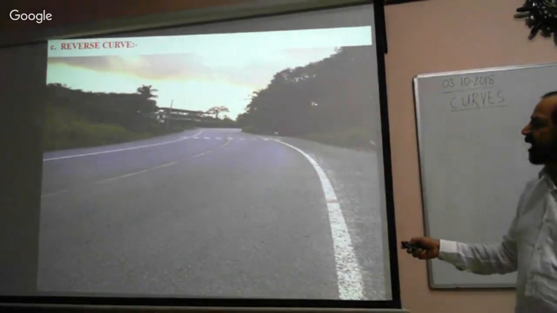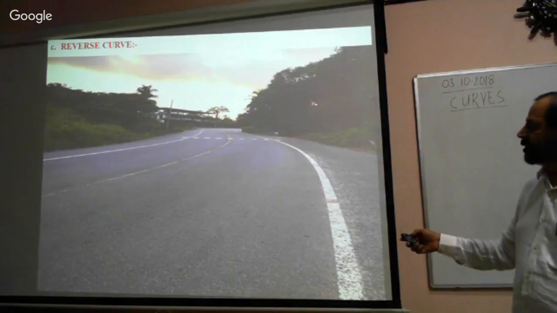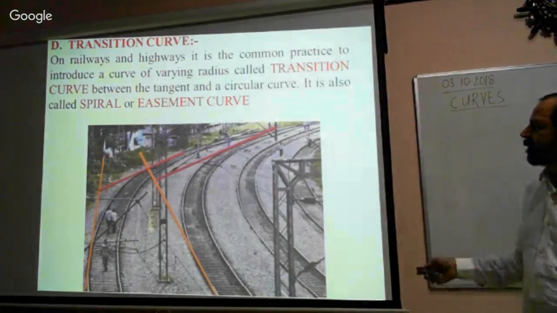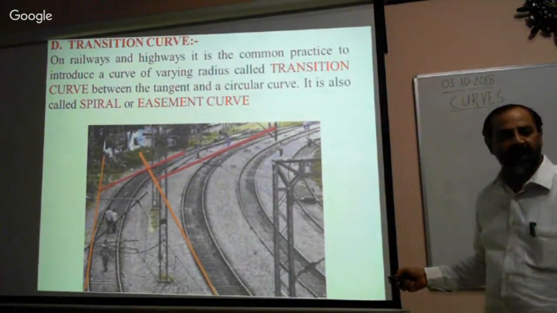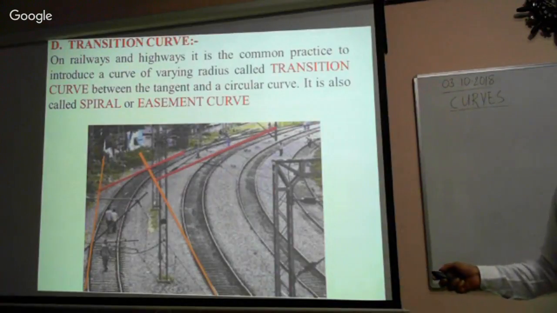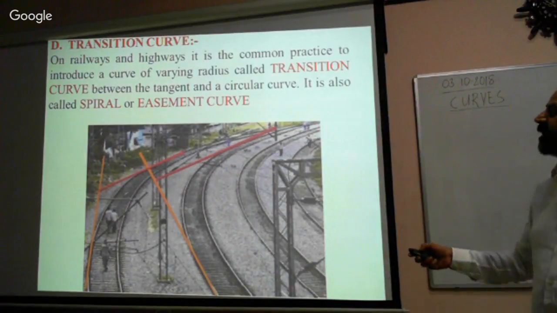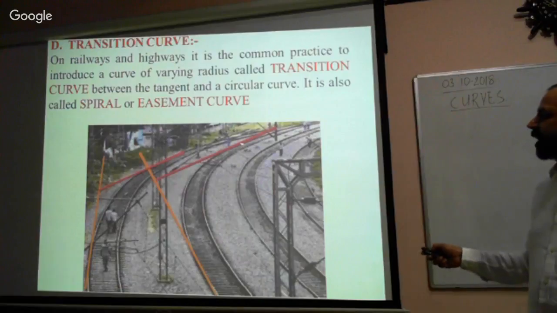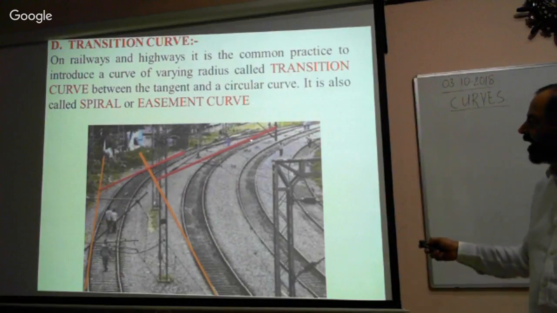Now this is one example of the S curve. Now this is the transition curve. Another example in the horizontal plane, that is a horizontal curve. It is a transition curve. It is introduced between from here to here.